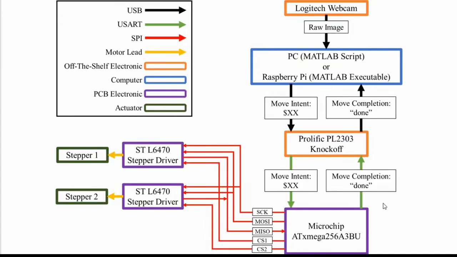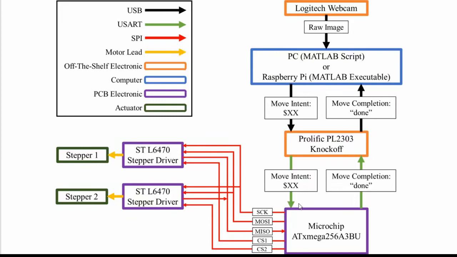ATxmega256A3BU can read. And this microcontroller was far more complex than what we needed. We were originally going to use a lot of encoders to measure the position, but we actually switched to stepper motors instead, so we didn't need all those extra timer channels. But the way that the microcontroller communicates with the two individual stepper drivers is actually via SPI. Essentially, we have two individual chip selects that select which of the stepper motor drivers is listening at any given time, and a shared MISO, MOSI, and clock line.